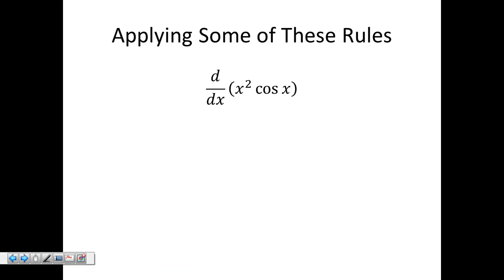Now let's go ahead and look at applying some of these rules. This is just basically fitting these new rules into things that we've already done. So I want to take the derivative of x squared times the cosine of x. Now remember, we've got multiplication happening right there in between, so I've got to use my product rule. So I have 2x cosine x, that's the derivative of the first part times the second part, plus x squared times negative sine x. So that's the first factor times the derivative of the second. The derivative of cosine x is negative sine x.